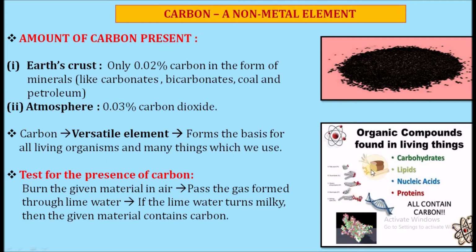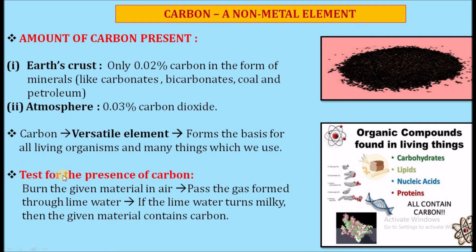As you can see in the given picture, there are so many different types of things which we are using in our daily life, including the things which are present in our body, like nucleic acids, proteins, all these are present in our body. Along with that, when we talk about the different things which we eat, carbohydrates, lipids, these are the things which we eat. So in these things also carbon is present.